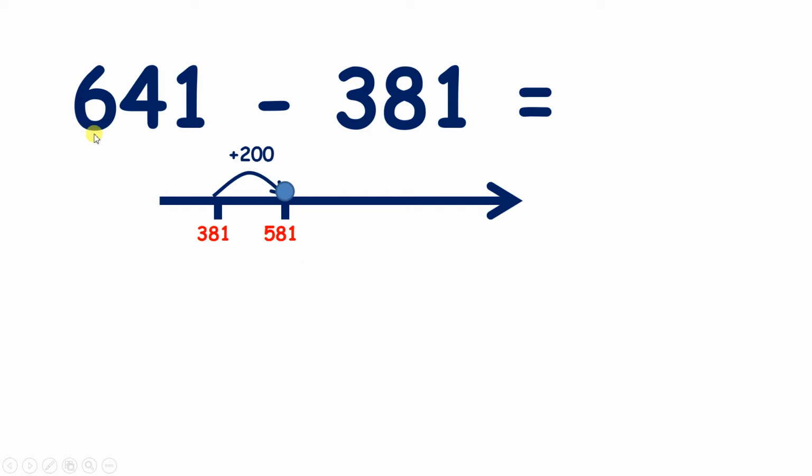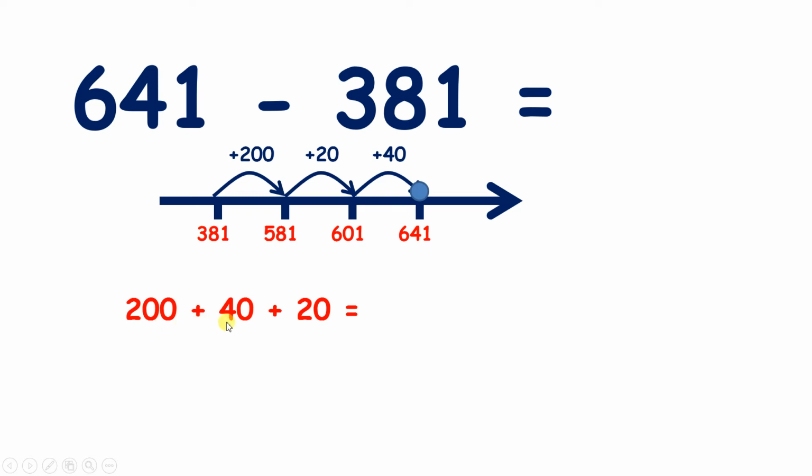Now we can get to 641 by adding tens. So if we add 20, that takes us to 601. And now we need to add 4 more tens, or 40, to get to 641. So we added 200, 40 and 20. 40 and 20 make 60 altogether, so we added a total of 260. So that's our answer.